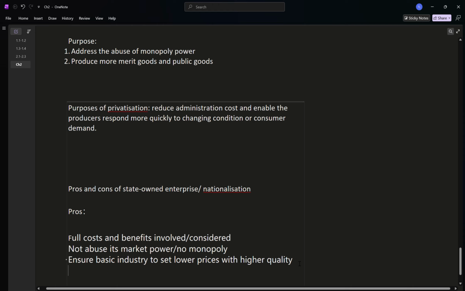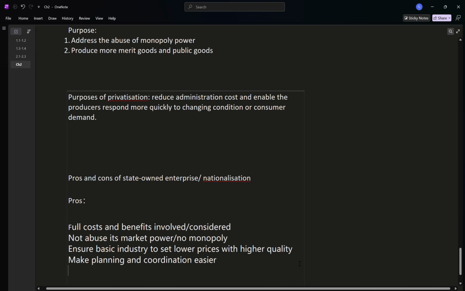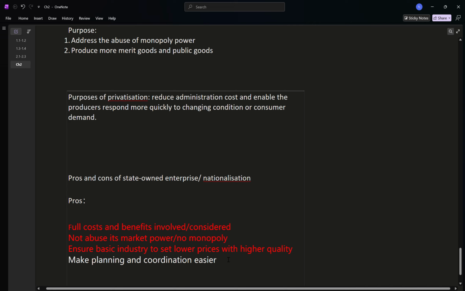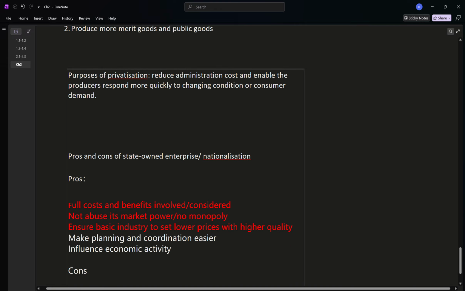And there are actually a lot more. For example, it can make planning and coordination easier because everything is controlled by one single government, so you can better coordinate and distribute in a more efficient way. But the most important are the first three things. It can also influence economic activity.